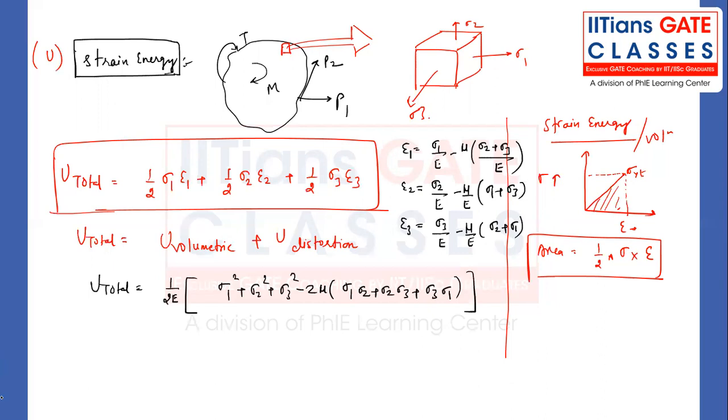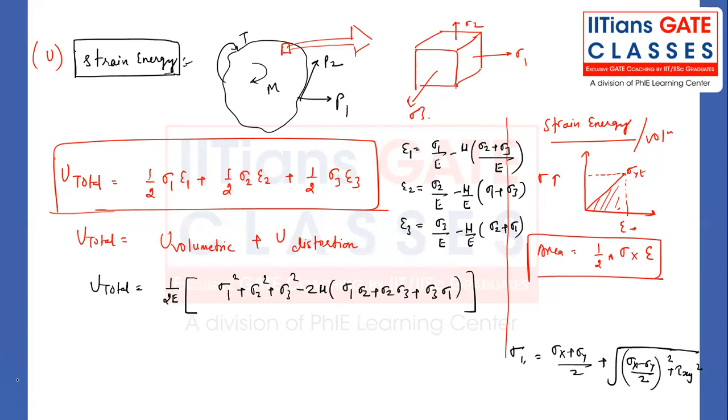This is the combined formula. Everybody knows what sigma 1 is: sigma x plus sigma y by 2, plus under root of (sigma x minus sigma y by 2) whole square plus tau xy whole square, right?